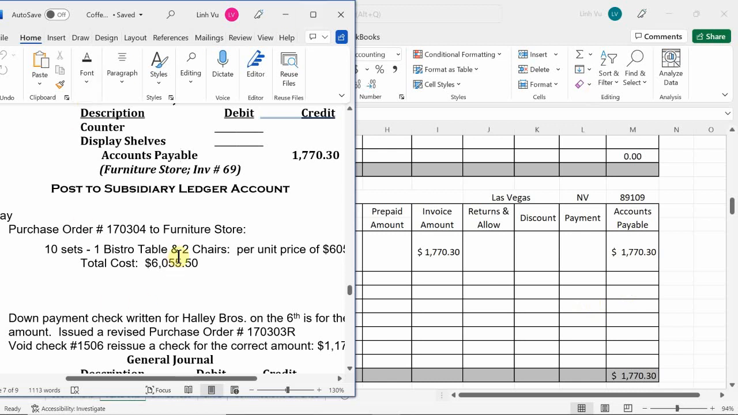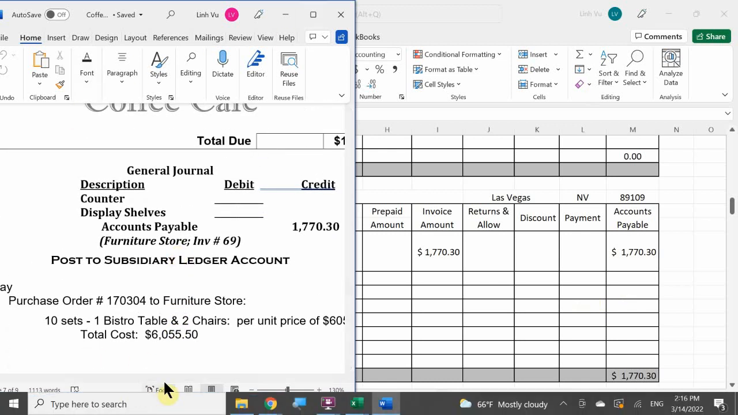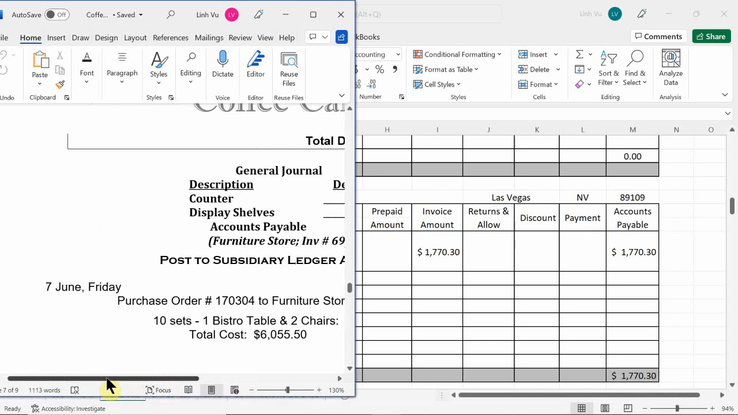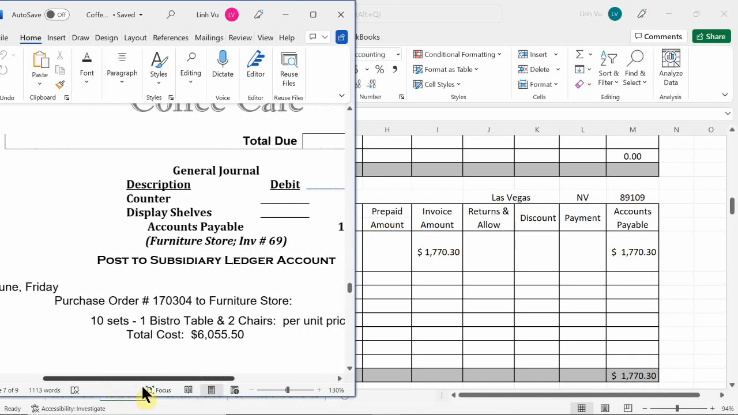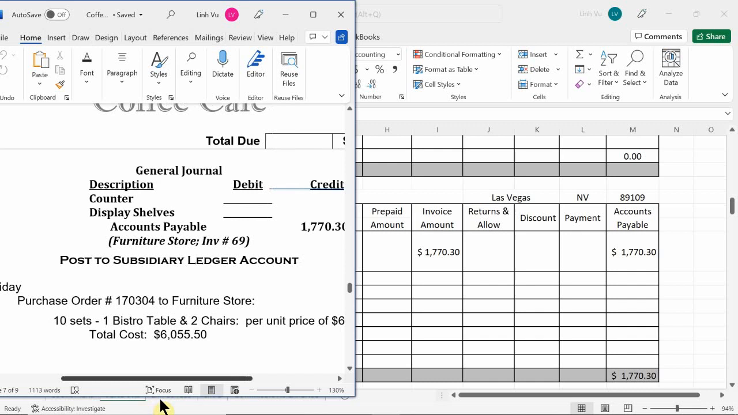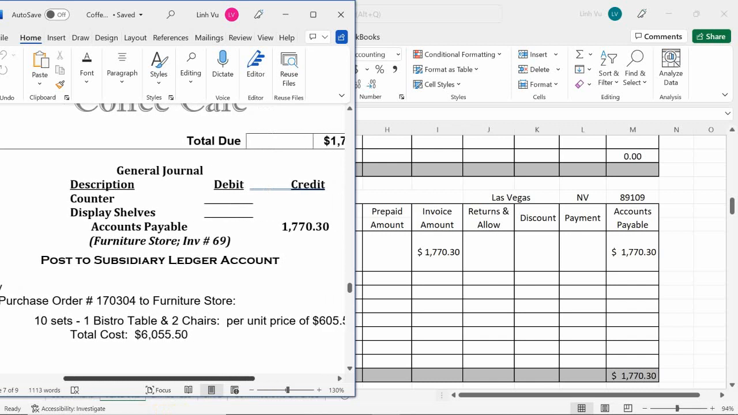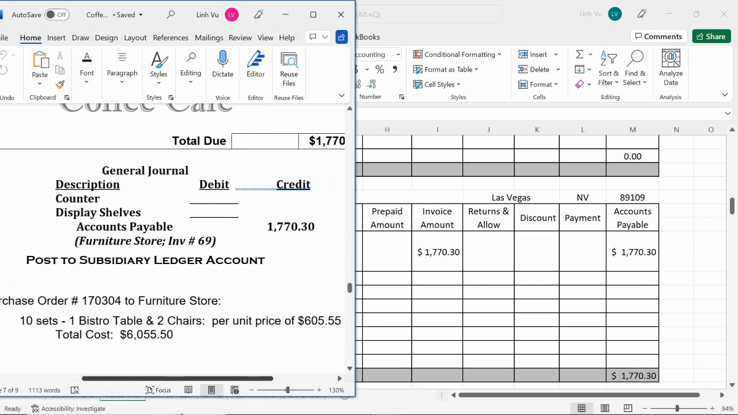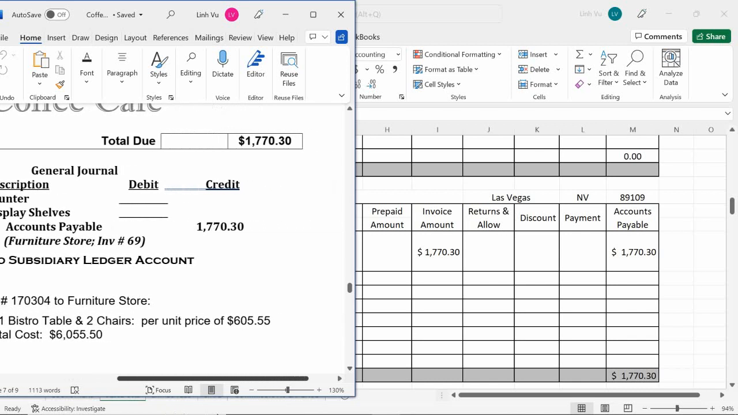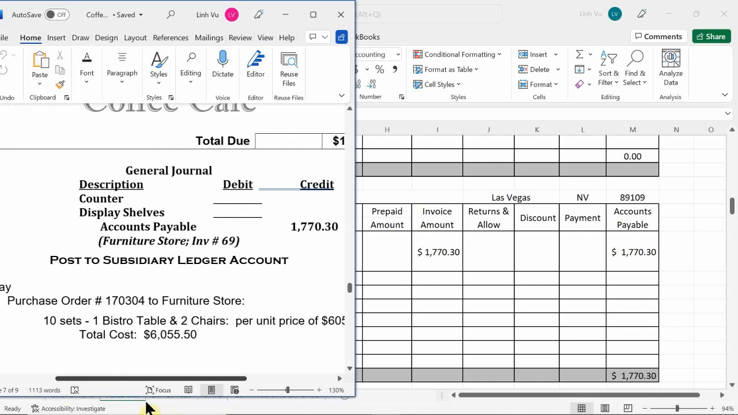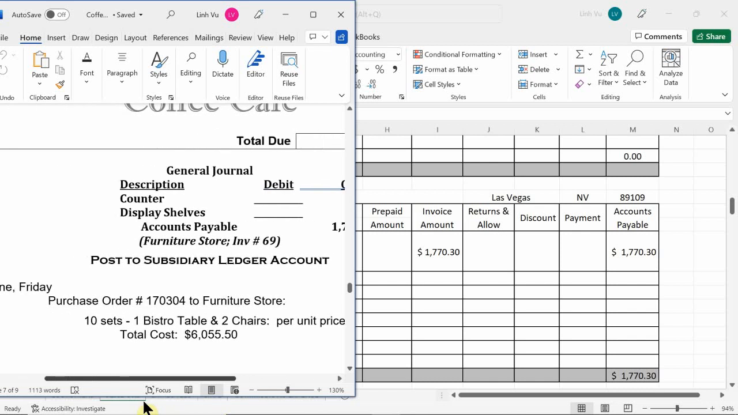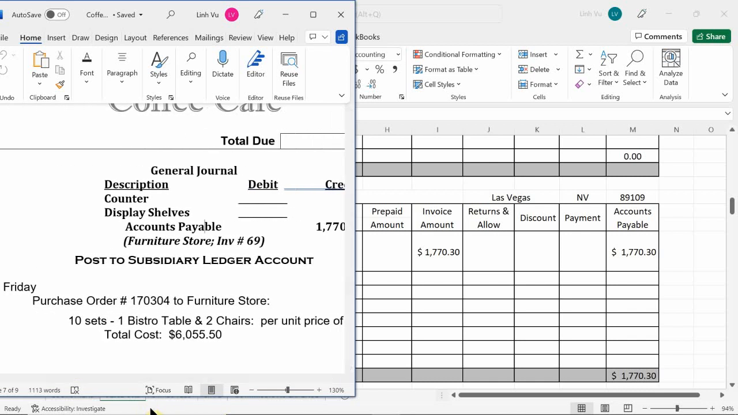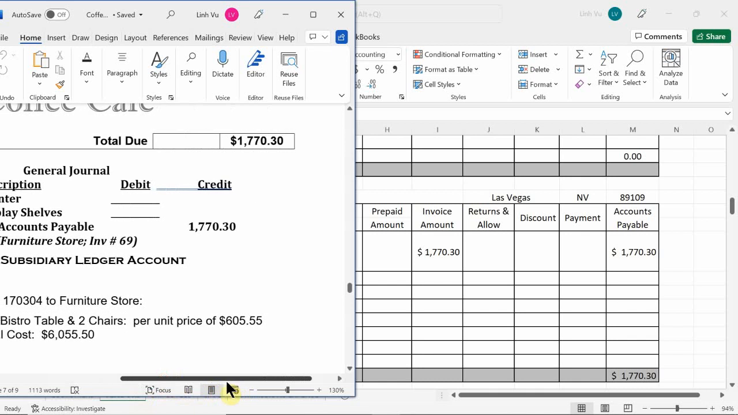So in this case, now let's continue on. That very same day, we end up putting in another purchase order, order number 17304, to Furniture Store once again. This time, we bought 10 sets of one bistro table and 2 chairs. Each set is going to cost me $605, so that times 10 of them is going to be $6,055.50.